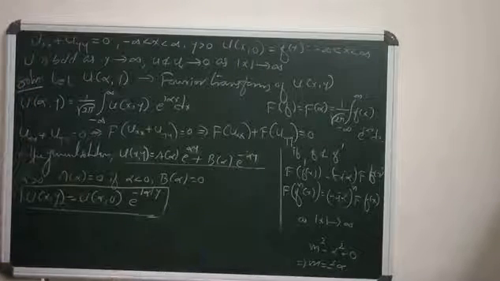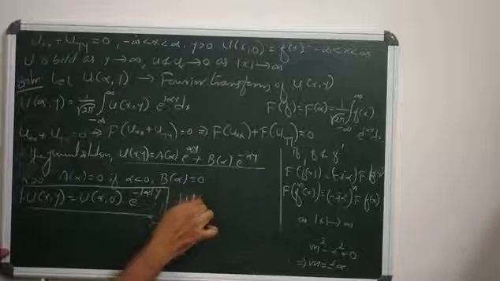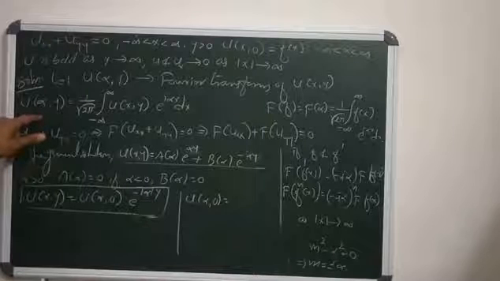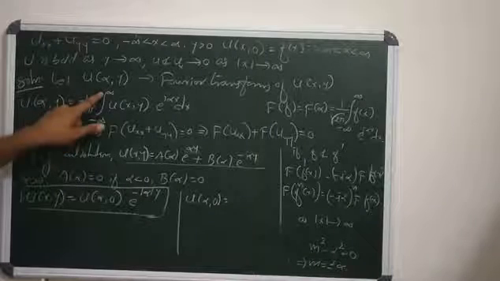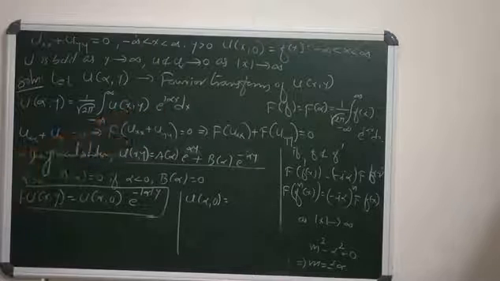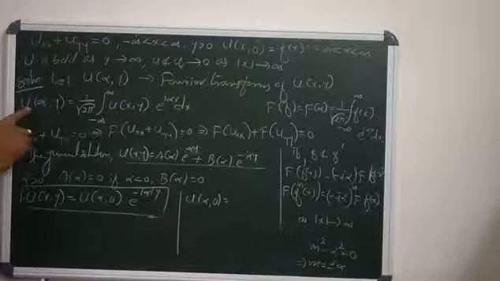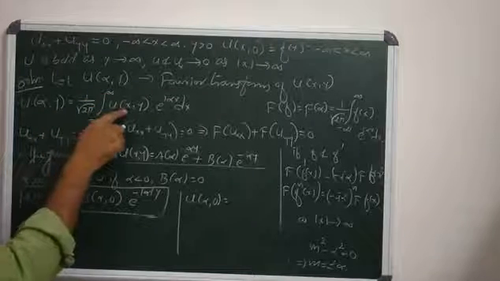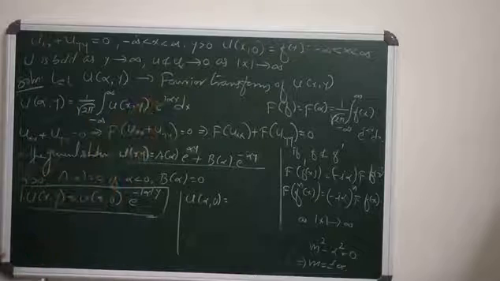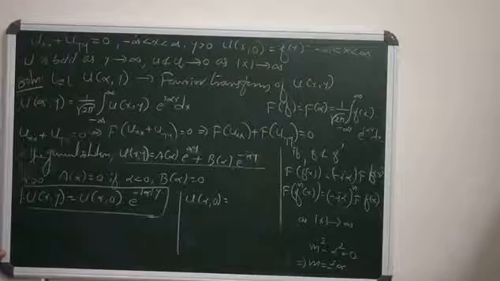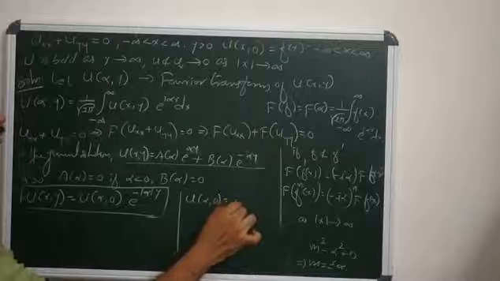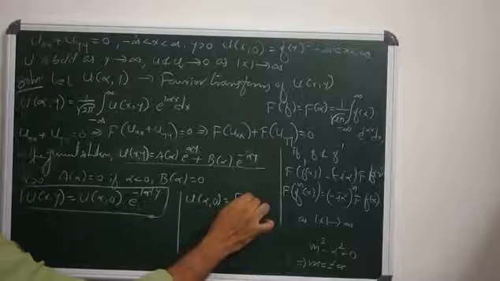What is u alpha 0? What is u alpha y? U alpha y is 1 by root 2 pi integral from minus infinity to infinity u x y e power i alpha x dx. So u alpha 0 is 1 by root 2 pi integral from minus infinity to infinity u x 0 e power i alpha x dx. Agreed. So what is u x 0? U x 0 is f of x. So it is nothing but the Fourier transform of u x 0.